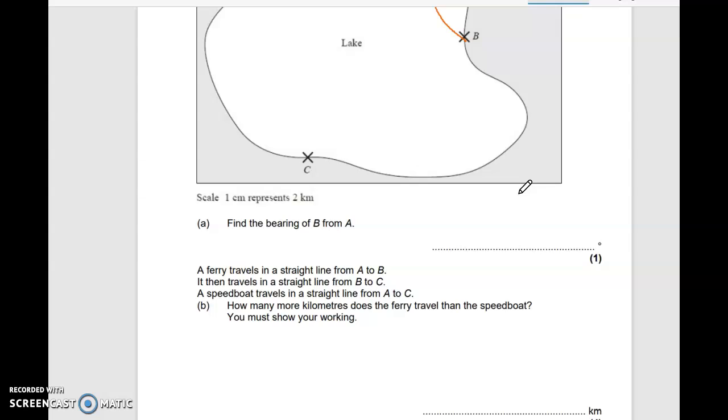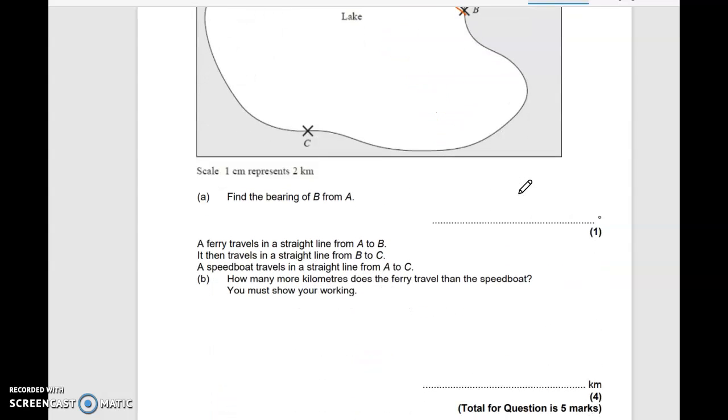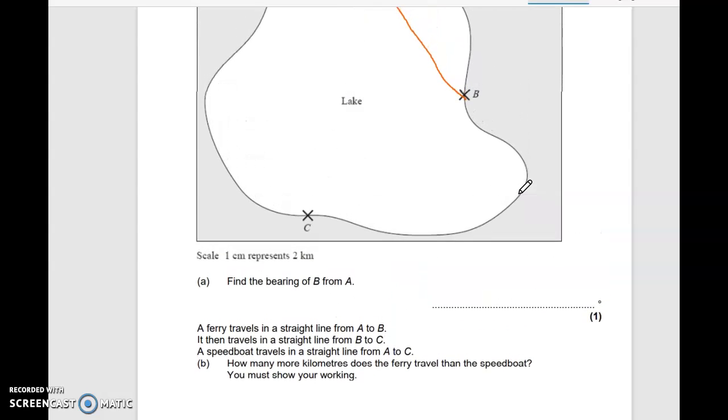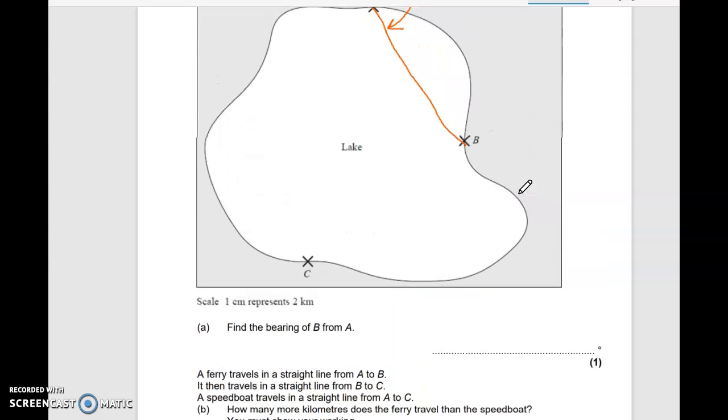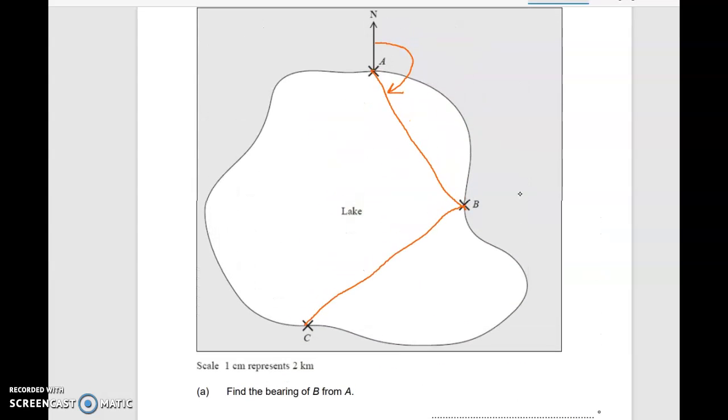So it says part B, a ferry travels in a straight line from A to B, like I've drawn here, or better than I have there. It then travels in a straight line from B to C. Okay, so the next part of the journey, if I draw it in, is B to C. Okay then. A speedboat, so this is another journey, travels in a straight line from A to C.